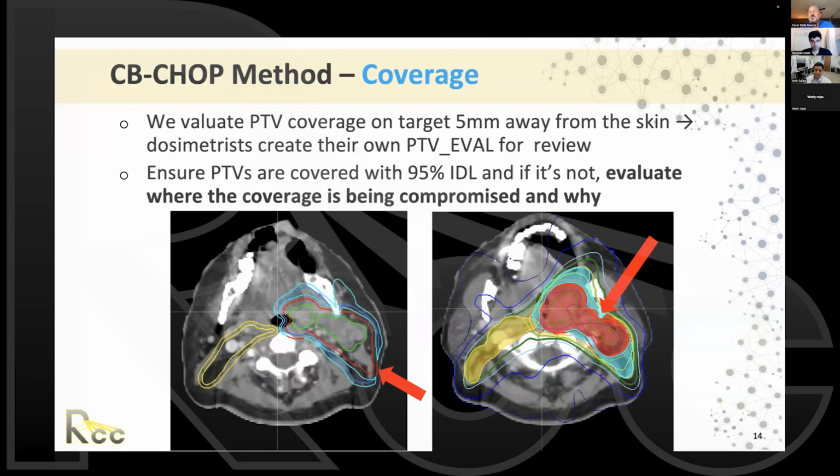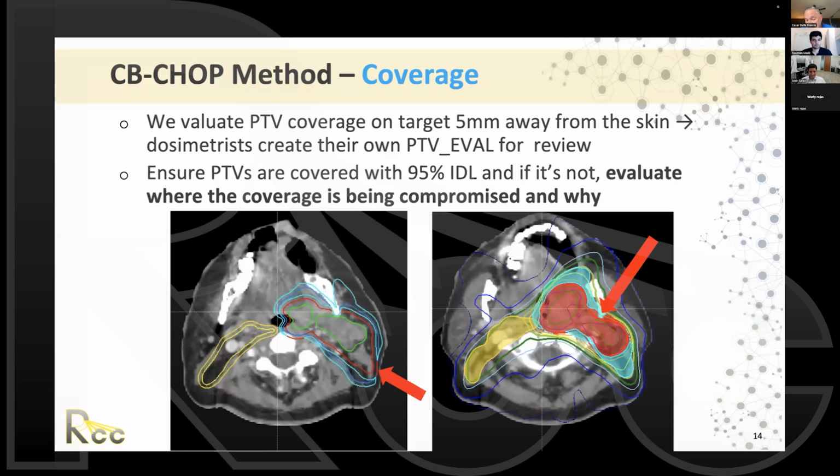That is something very important, because when you see the DVH and the PTV is very close to the skin, you will see that the coverage is not as great as it should be, but that's not what we want to look at. We want to look at the PTV with the 5 millimeters away from the skin. And you always need to make sure that the PTVs are covered with the 95% isodose line. And if it's not, you need to evaluate why this coverage is being compromised.